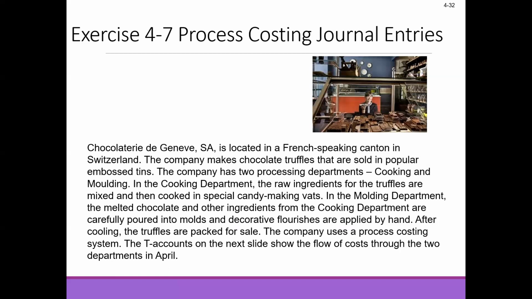In the molding department, the melted chocolate and other ingredients from the cooking department are poured carefully into molds and decorative flourishes are applied by hand. After cooling, the truffles are packed for sale. The company uses a process costing system. The T accounts on the next slide show the flow of costs through the two departments in April.